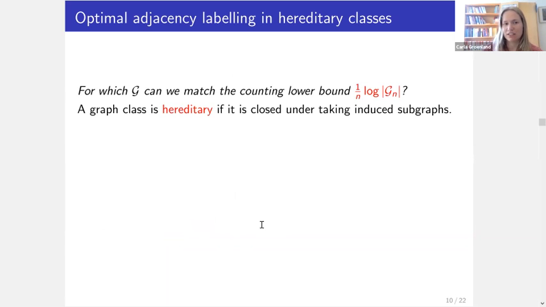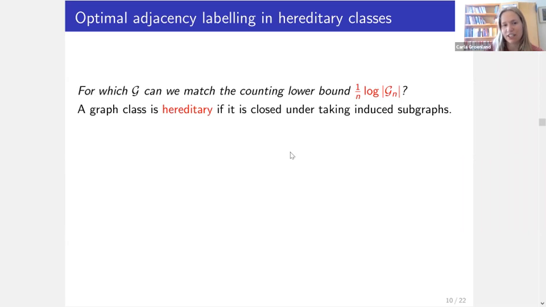So in fact, this won't be true for all graph classes. One thing you can notice is that if you can adjacency label a certain graph, you can also do it for all its induced subgraphs. And of course, if we add the induced subgraphs to the graph class, then this lower bound only goes up. So it's somewhat natural to assume that we've already added all the induced subgraphs to our graph class, that we've taken the highest possible lower bound. And that's when a graph class is hereditary.